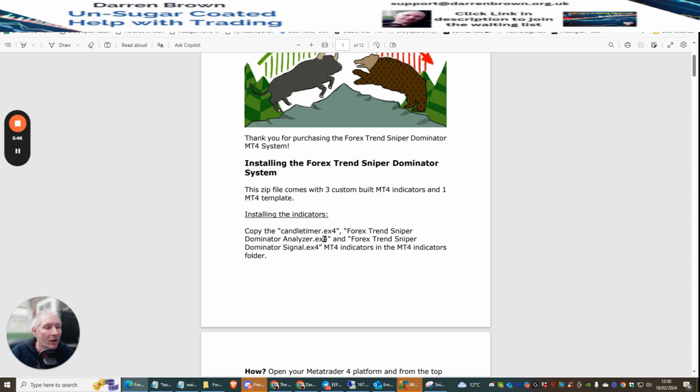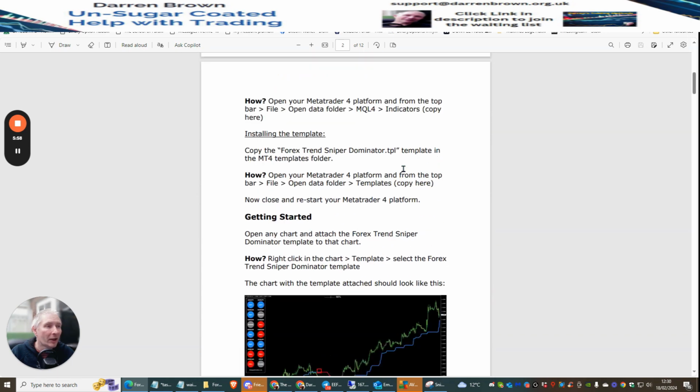So copy the Candle Time EX4, the Forex Trend Sniper Dominator Analyzer EX4 and the Forex Trend Sniper Dominator Signal EX4, so the MT4 indicators, in the MT4 indicators folder. So how are you going to do this? You open your MetaTrader 4 platform, and from the top bar, File, Open Data Folder, MQL4, Indicators, copy it here.